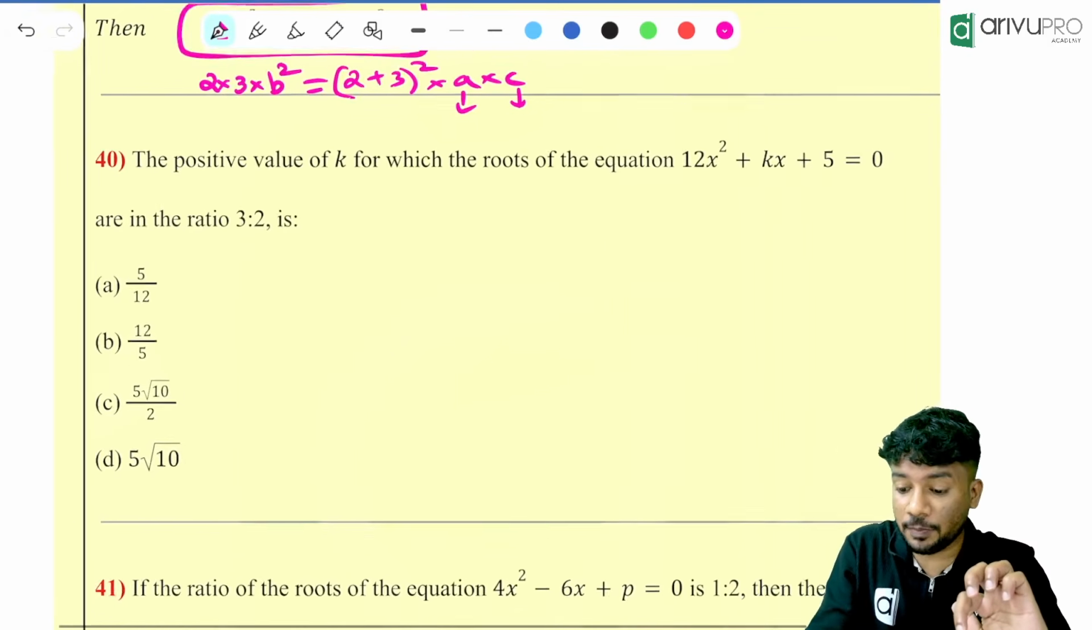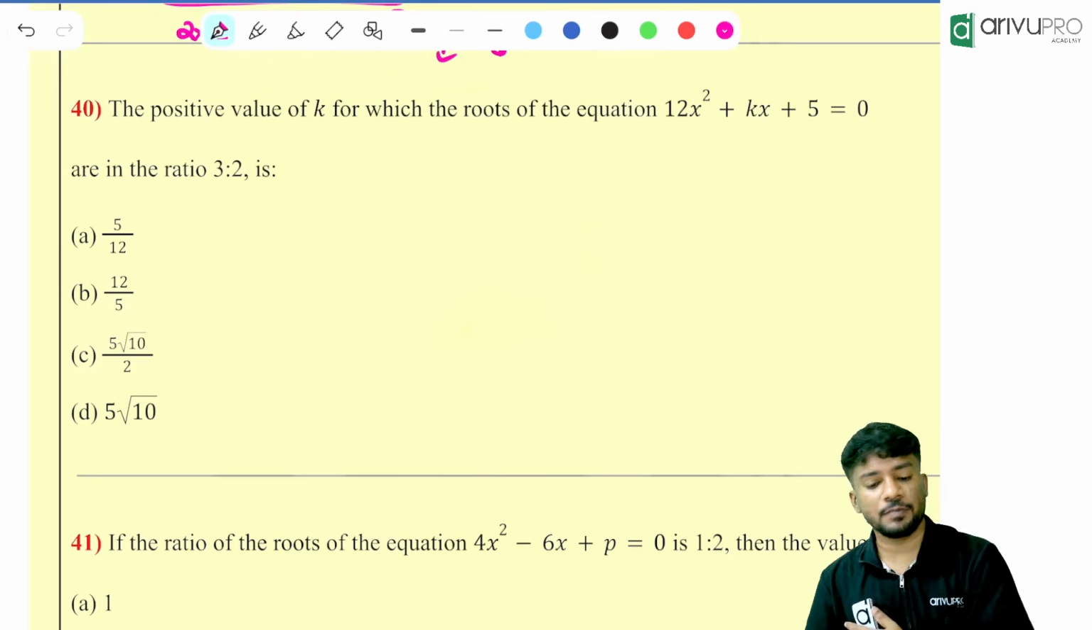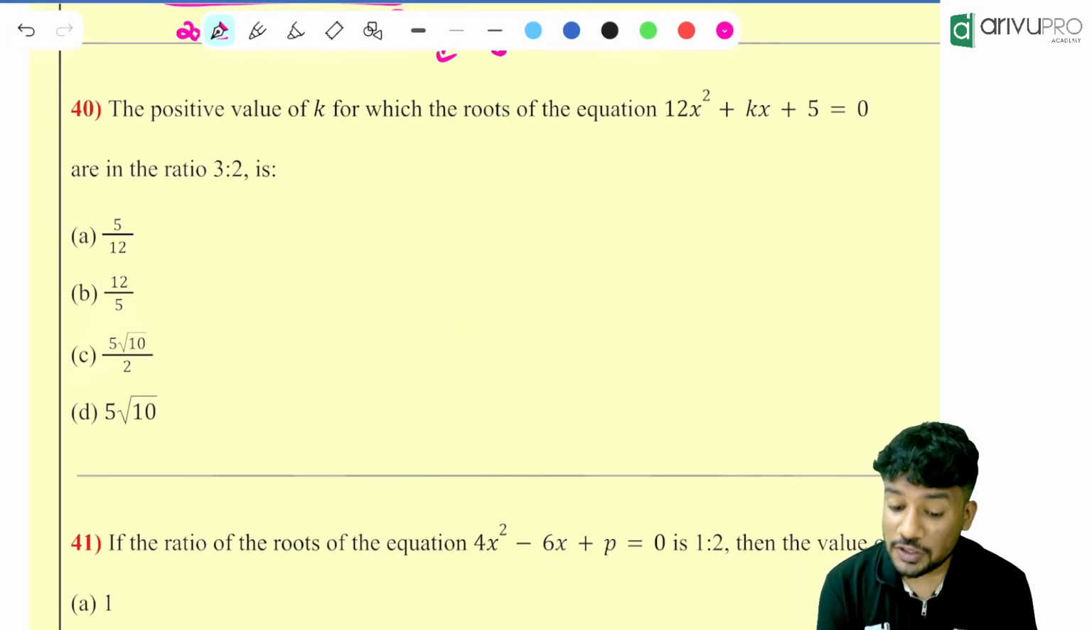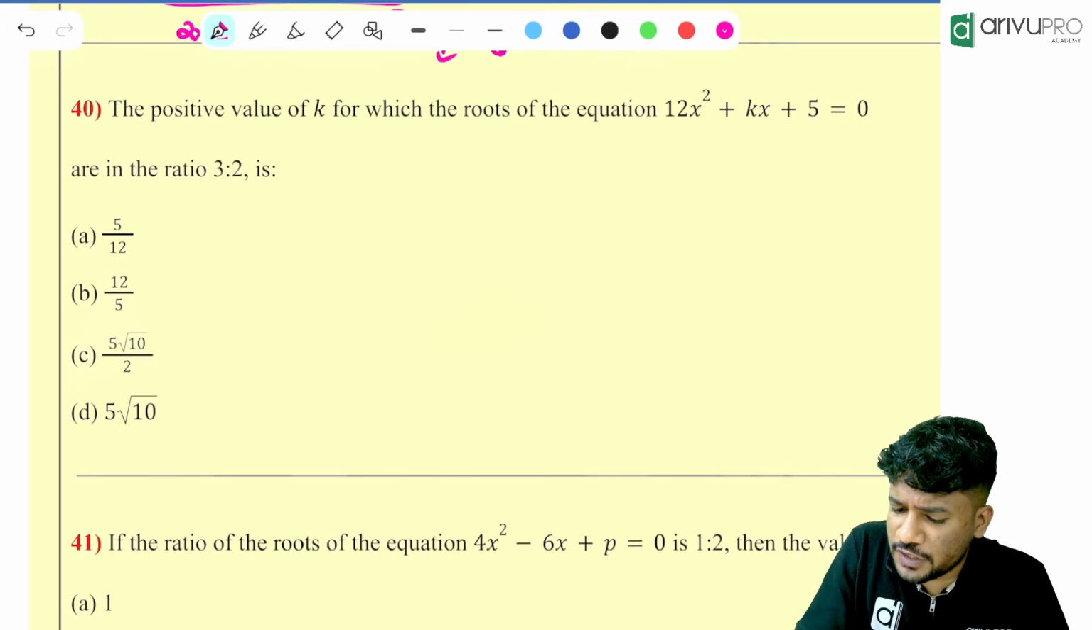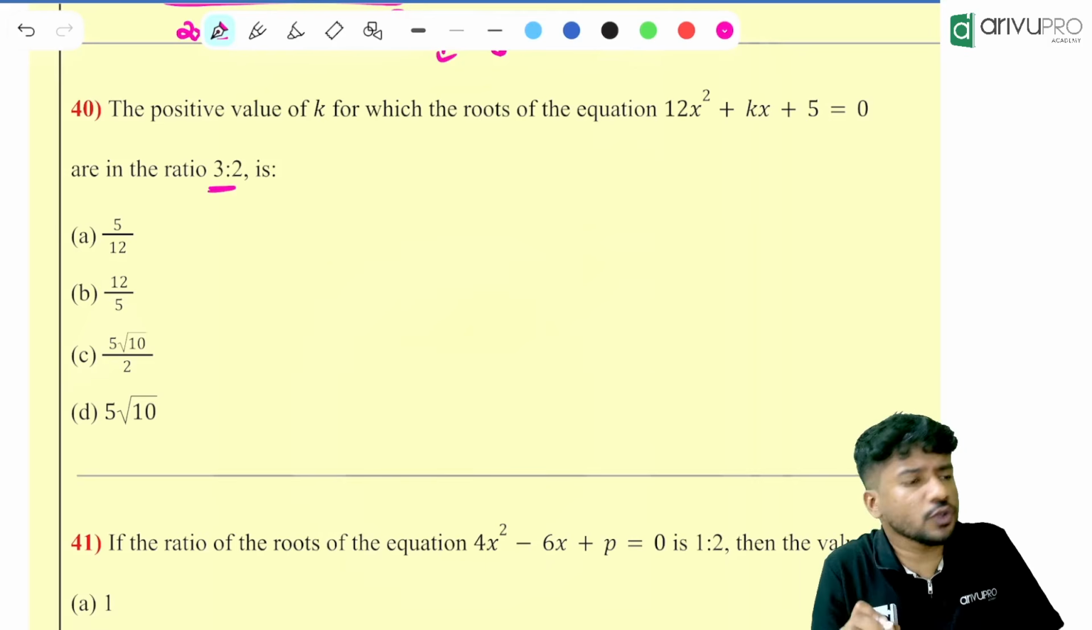So many questions like this were there in the past. This is one such question, people. Find the positive value of k for which the roots of the quadratic equation are in the ratio 3:2.